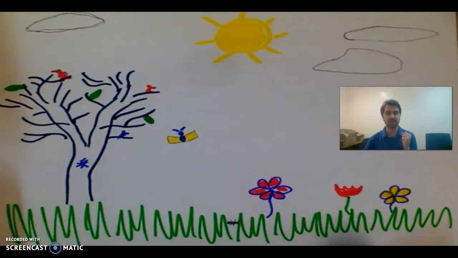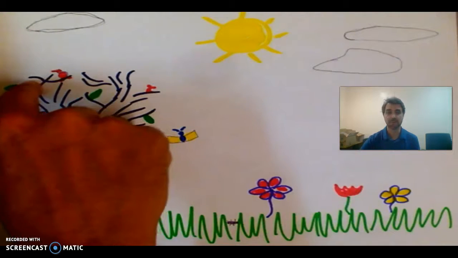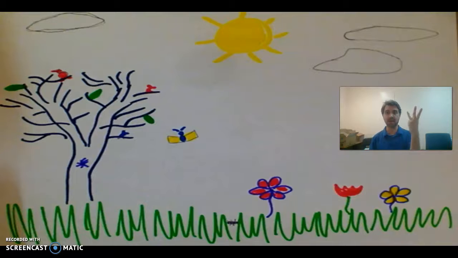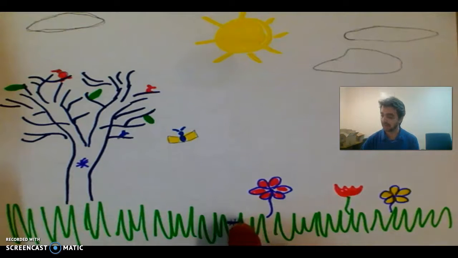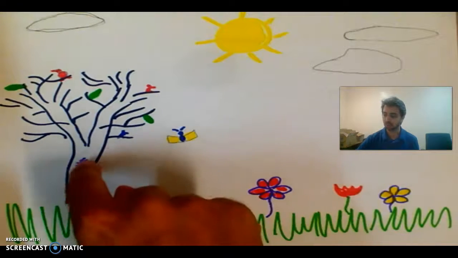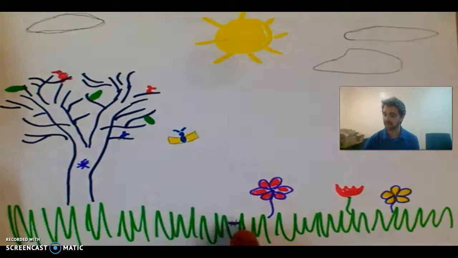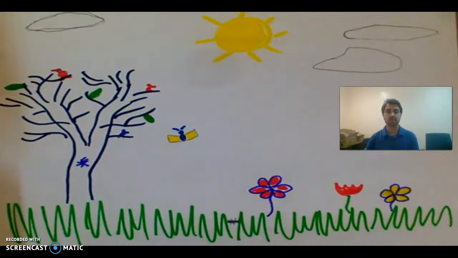And how many leaves do we have? Let's see. 1, 2, 3. We should still have 3. We have a lot of 3s because yesterday's number was 3. And we also have 3 insects. Let's count. 1, 2, 3. I have a spider, butterfly, and a little ant down here.